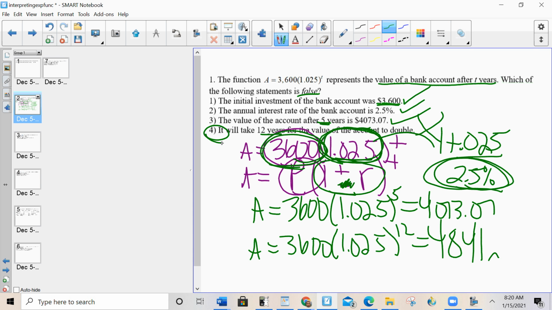Choice 4 is false. This is really an important lesson as far as understanding the components, not just in this course. SAT-wise, they ask a lot of questions where you have to understand the components of the exponential equation. So for that reason as well, this is a really important lesson.